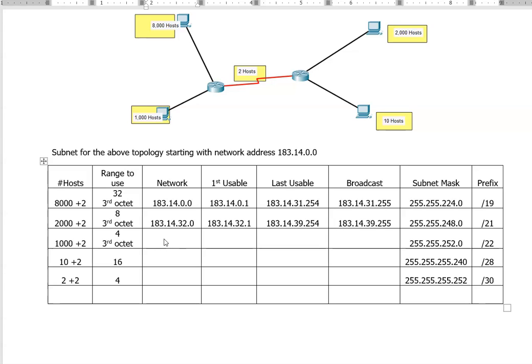Next, with a range of 8 in the third octet, we add 8 to the third octet to get 183.14.40.0. Subtracting 1 for the broadcast, we get 183.14.39.255. Now fill in your first and last usable.